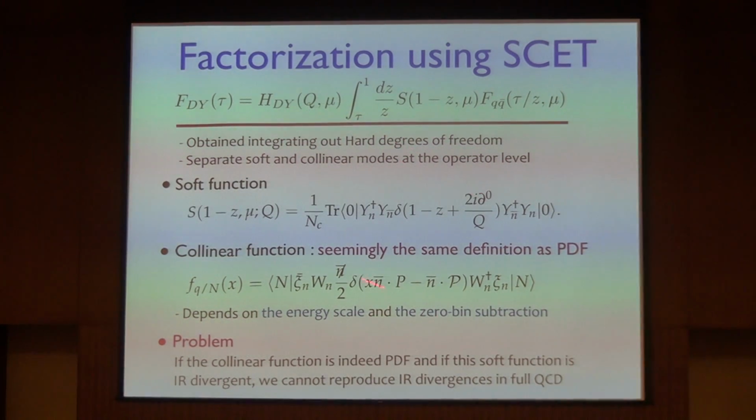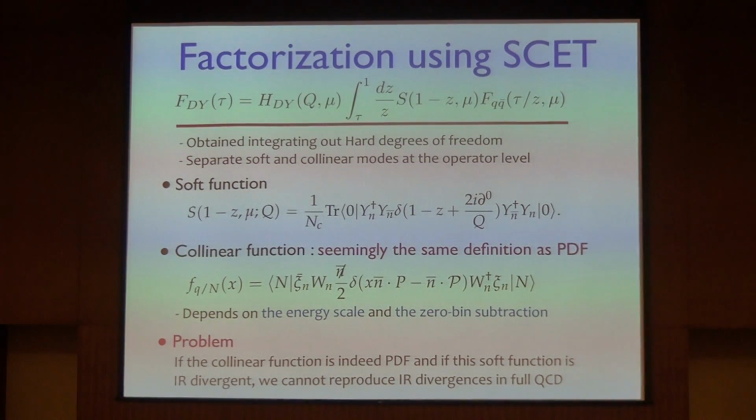In SCET, the soft function can be described by soft Wilson lines. This soft function describes the soft gluon radiation at the amplitude-squared level. At the location of the unitarity cut, I just put the delta function. If we take the Fourier transform, we can obtain a non-local expression for the soft function.